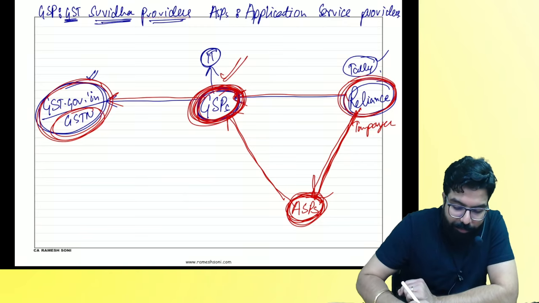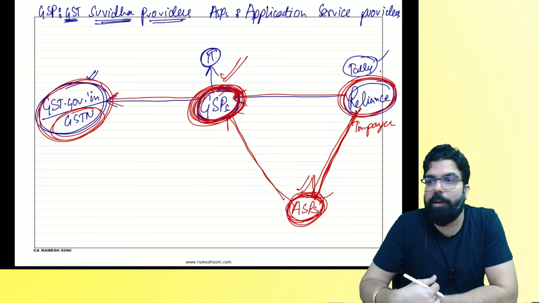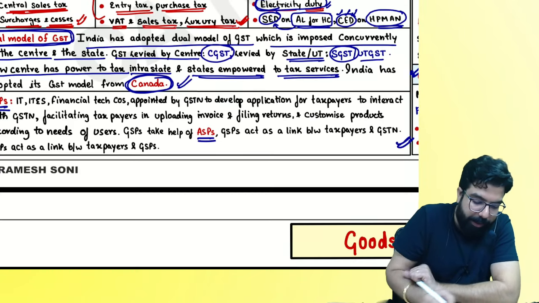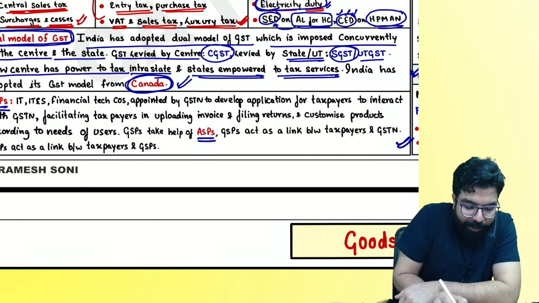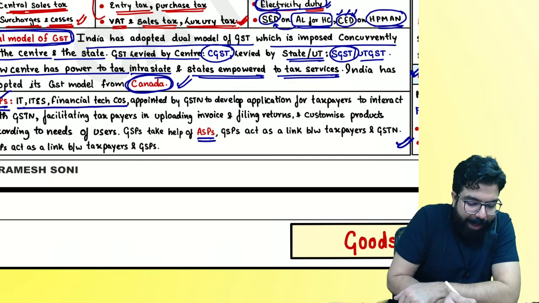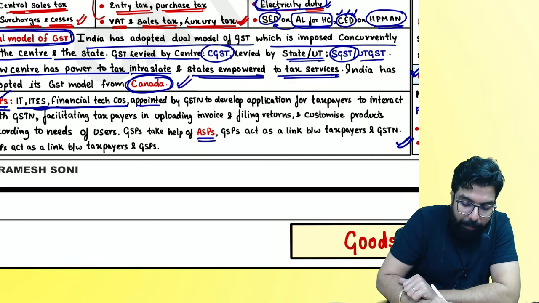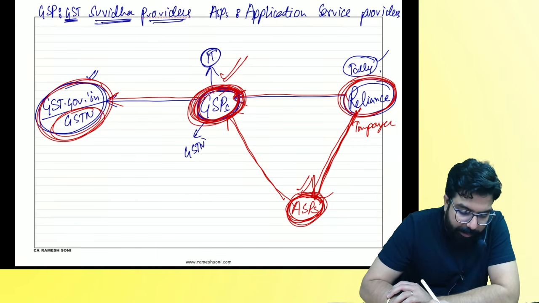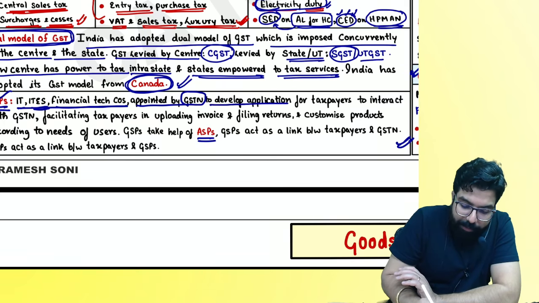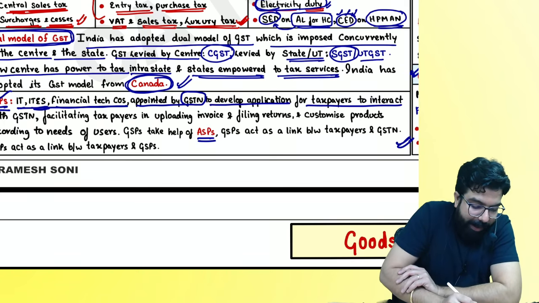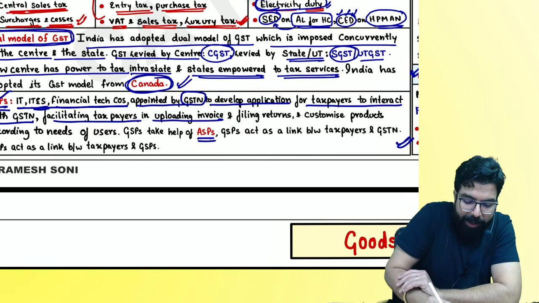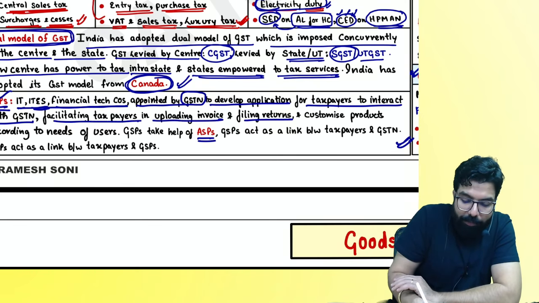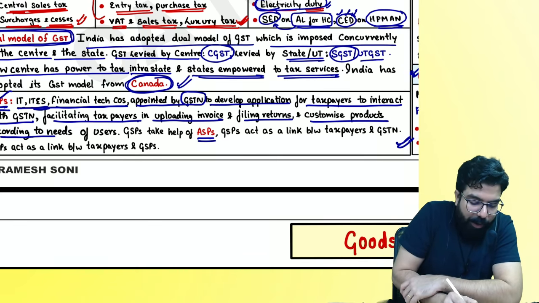So when they can't develop the software, they take the help of ASP. Are we all clear till here? That is what is being told over here. IT, ITES, financial technology companies. GSPs are who? IT, information technology enabled services, ITES, financial technology companies, who are appointed by whom? Who appoints GSPs, everyone? GSTN only appoints. To develop applications for taxpayers to interact with GSTN. They facilitate the taxpayer in uploading invoice related details and filing of returns. They customize the product according to the need of the user.